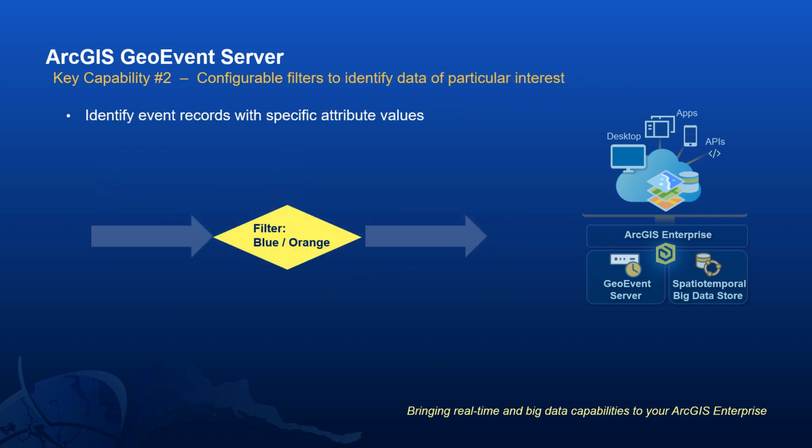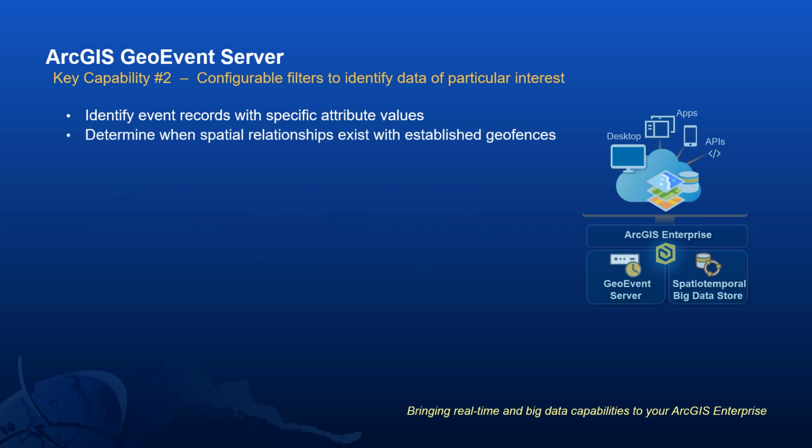GeoEvent Server can also be used to apply real-time filtering to sensor data, discarding data whose attributes do not satisfy a specified threshold or those which do not satisfy a spatial condition. Illustrated here, we see a sample concept of a filter discarding event records which are not either blue or orange.